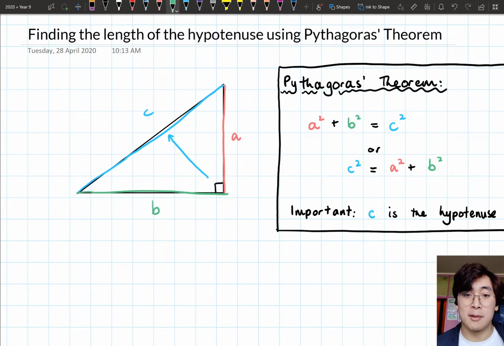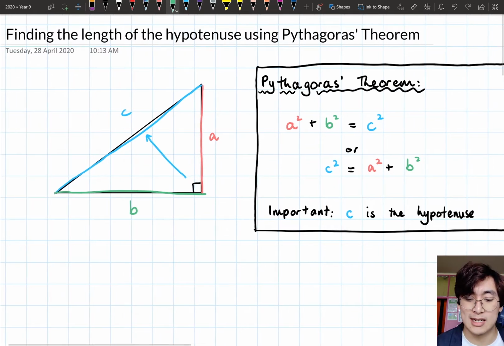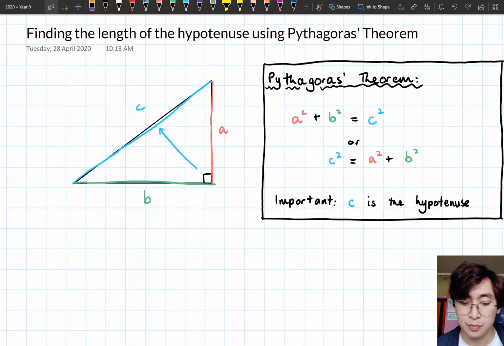So the relationship that Pythagoras' theorem told us was that if I square the lengths of the shorter sides, so a and b, if I square a, so a squared, and I square b, b squared, and add them together, I get c squared, the length of the hypotenuse squared. And that's what I have on the right-hand side here with Pythagoras' theorem.